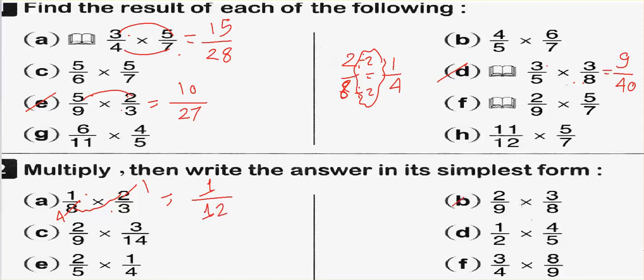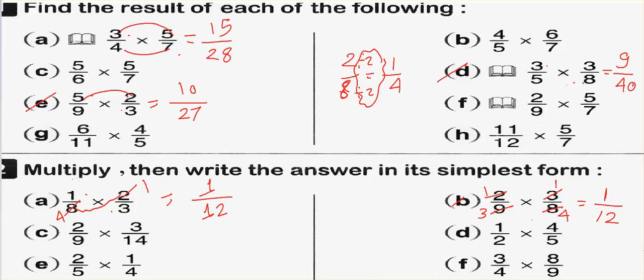Letter B, check 2 and 8. Yes, we can divide by 2 up and down. 2 divided by 2 is 1. 8 divided by 2 equals 4. And also 3 over 9. We can divide 3 and 9 by 3. 3 divided by 3 equals 1. 9 divided by 3 equals 3. We can multiply the new results. 1 times 1 equals 1. 3 times 4 equals 12.